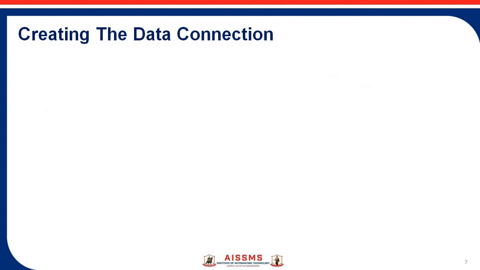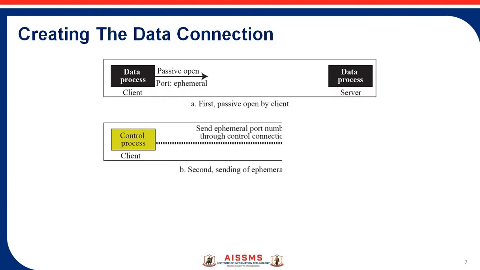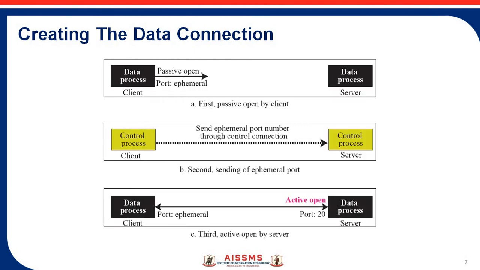Now we will see the data connection. The data connection uses the well-known port 20 at the server side. The figure shows how FTP creates a data connection. First, in first figure, the client, not the server, issues a passive open using informal port. This must be done by the client because it is the client that issues the command for transferring file. Second, the client sends this port number to the server using the port command.